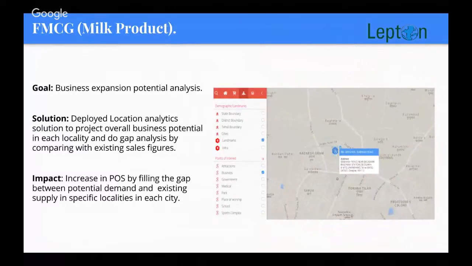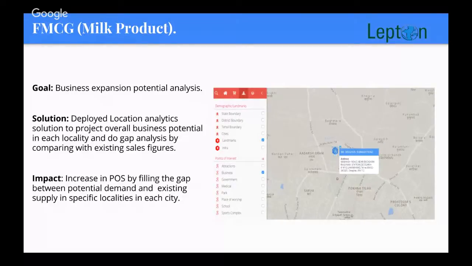I have moved to another slide, which is again FMCG specific, to a dairy company. They are into selling milk products. They also wanted to expand in South India, primarily, I think, Bangalore, Hyderabad, and Chennai. They were already selling milk products, and they had a very specific requirement because there was a time constraint of delivering milk within a couple of hours in the morning, and they had to expand business also.